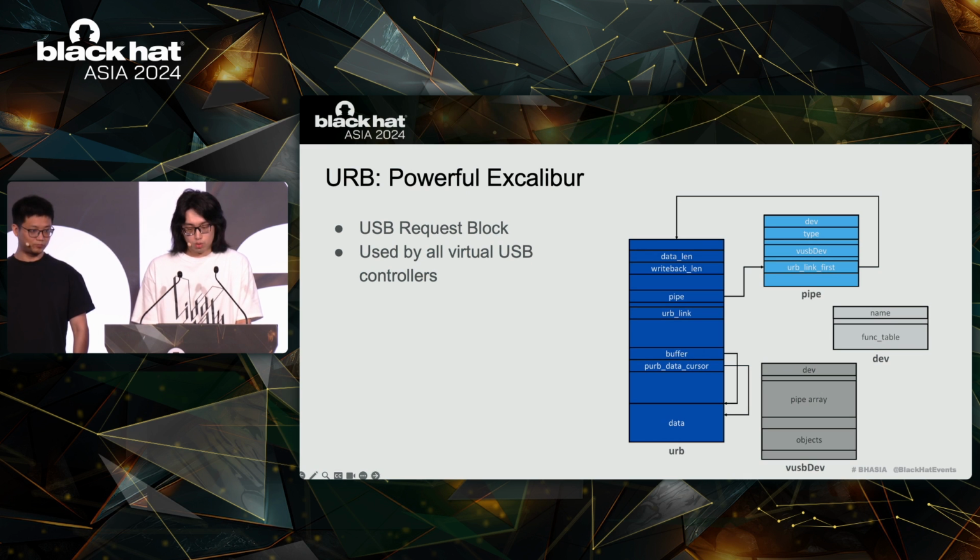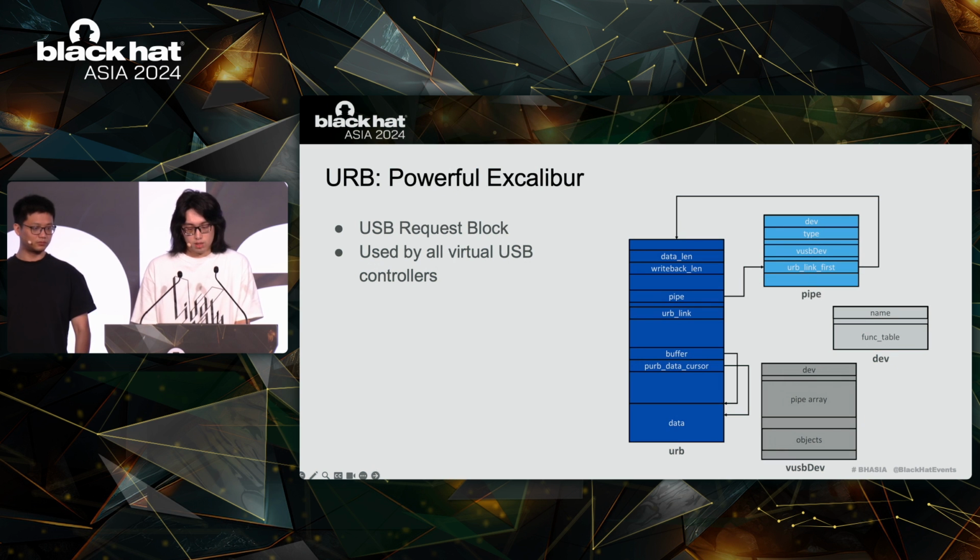However, there are two new objects that we haven't mentioned before. One is the VUSB device, which VMware creates when each USB device is connected. It includes the pipe array of this device. The other object is the DEV device. This object is located in the program's data segment and contains related function pointers.